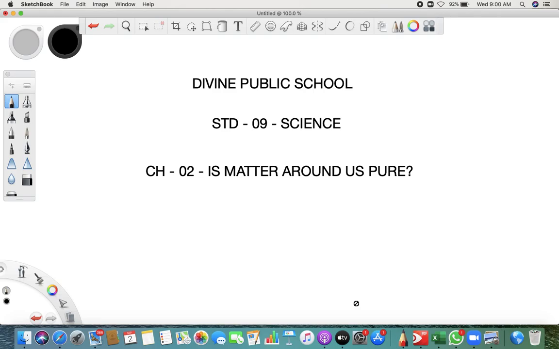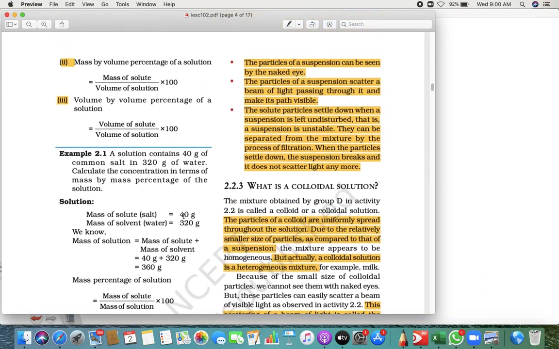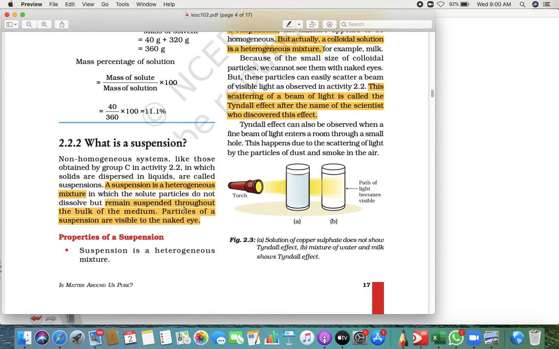School. I'm your science teacher. We are learning chapter 2: Is matter around us pure? Now, last time we saw what is a suspension and what is a colloidal solution. Okay, and we have seen the properties.